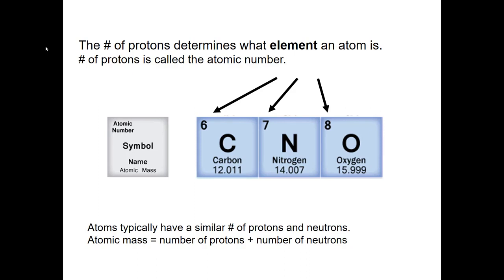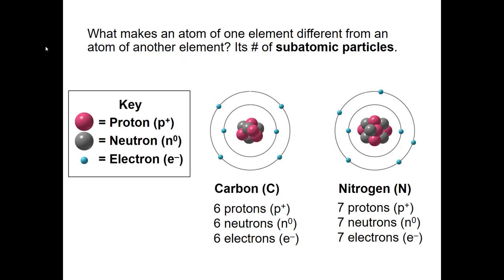So you might say that this particular carbon that we saw back here, what would its atomic mass be, if it's number of protons plus number of neutrons? Well, simple arithmetic, just adding up these two numbers together. Or nitrogen, what would its atomic mass be? 14.